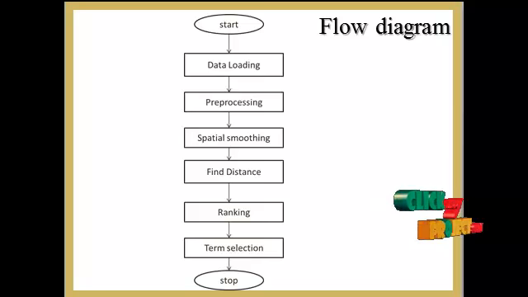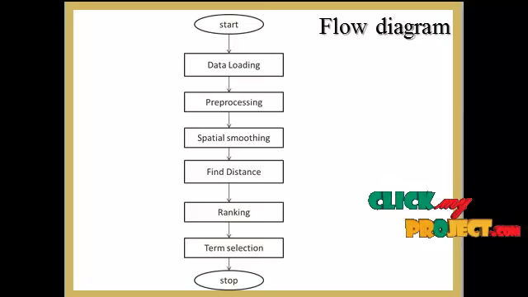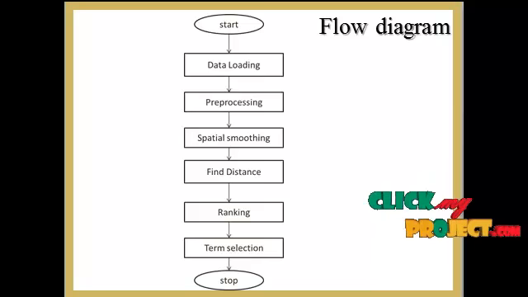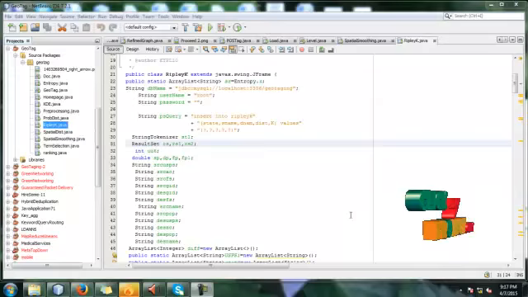Then this Chebyshev distance is applied to the replicate statistic method. The ranking is provided based on the replicate statistic method, then the final term selection is based on the best ranking provided to the tags. Now let me run our process.